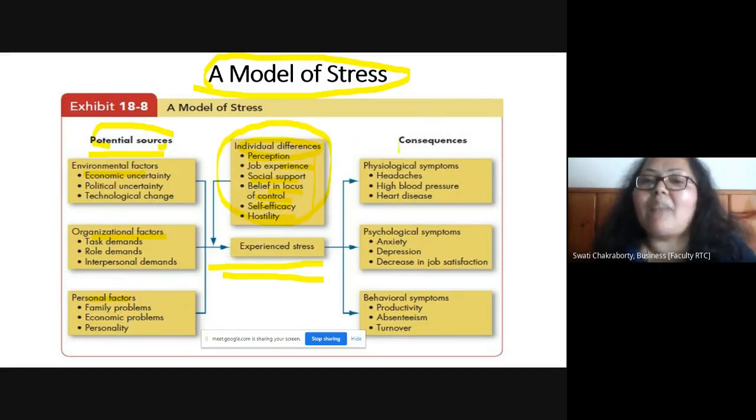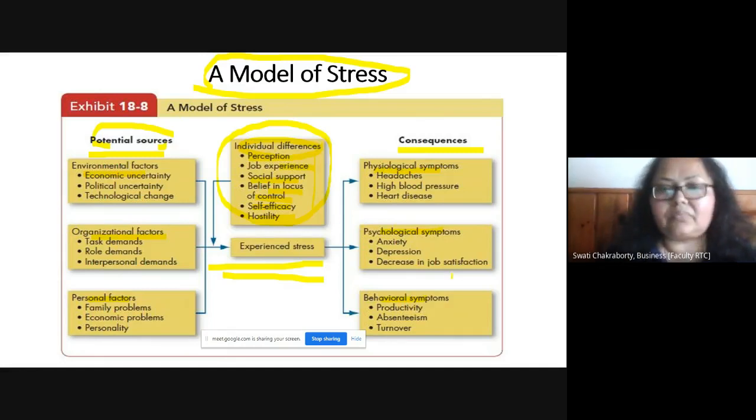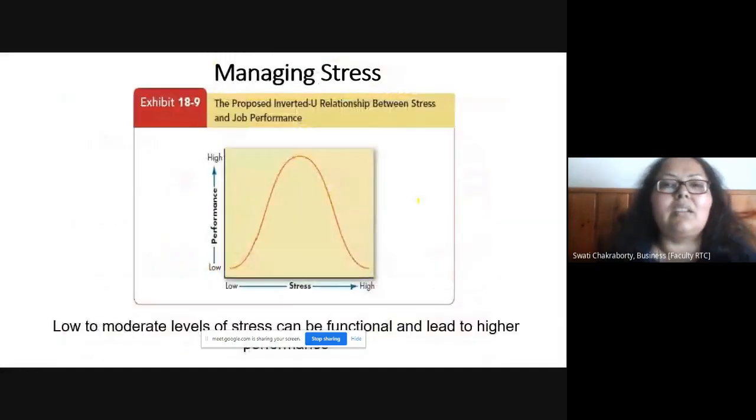And what happens as a result of it, we just discussed: it can lead to physiological symptoms, it can lead to psychological symptoms, and it can lead to behavioral symptoms. So we come to the last part of today's class, where we talk of how to manage stress.